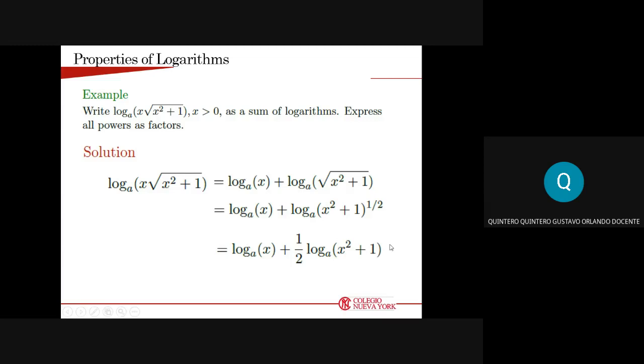There we go. We effectively write down the first logarithm as a sum of logarithms. Look, there is a sum of two logarithms. And we express all powers as factors. Look at that. As factors. All right, congratulations. Pretty good, huh?